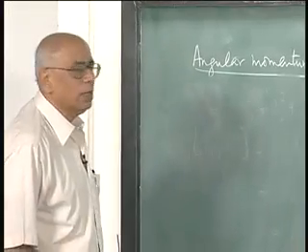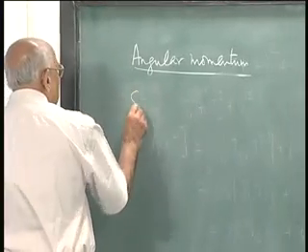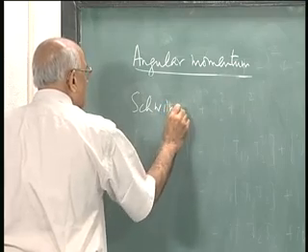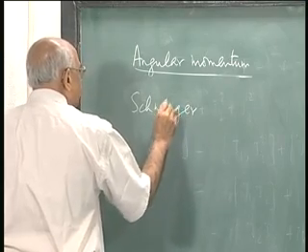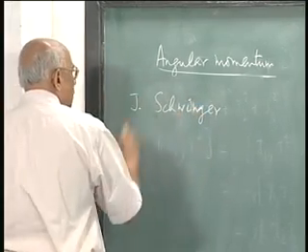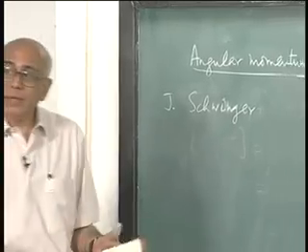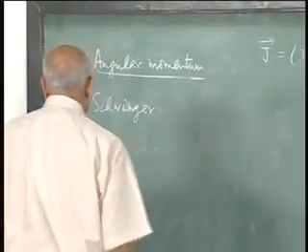In this method I am not sure who it is due to originally, but I think it is perhaps due to Julian Schwinger, and his idea was the following. Consider two different harmonic oscillators altogether. One of them I call A and A dagger and the other I call B and B dagger. Consider that for a minute.